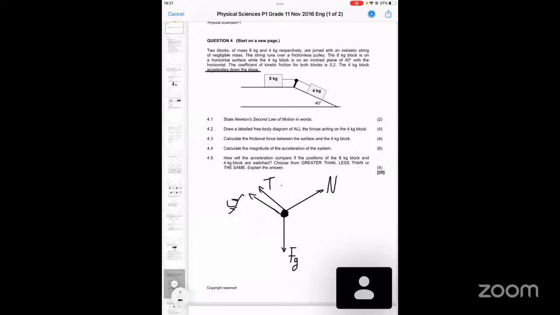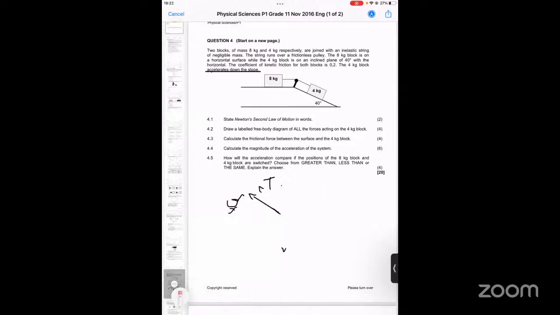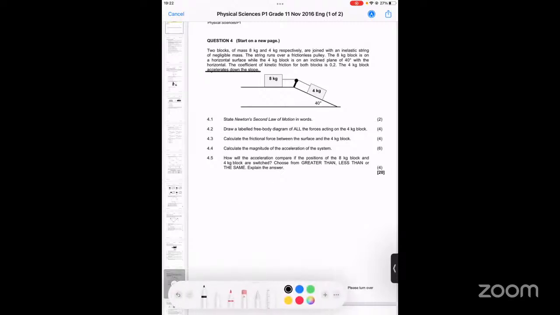So now, let's move on to the next question, which says calculate the frictional force between the surface and the 4 kg. You will not be able to work out this if you do not know what is the formula for the frictional force. Maybe for now, let me not say much, then I will give you guys a chance to find what the formula is for calculating the frictional force.